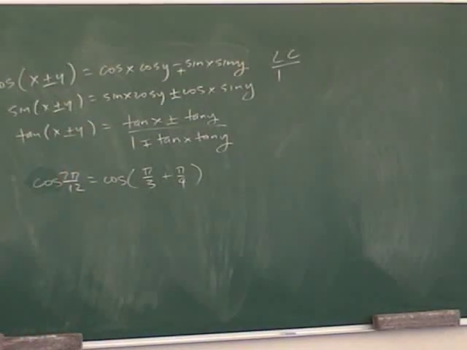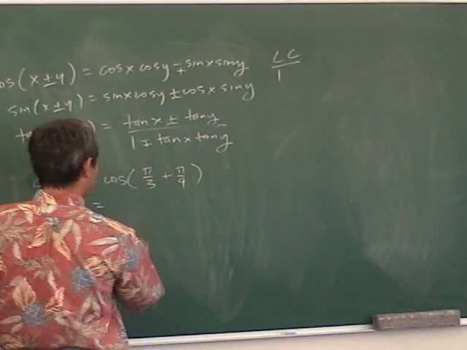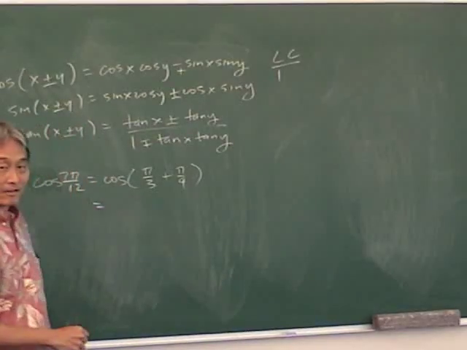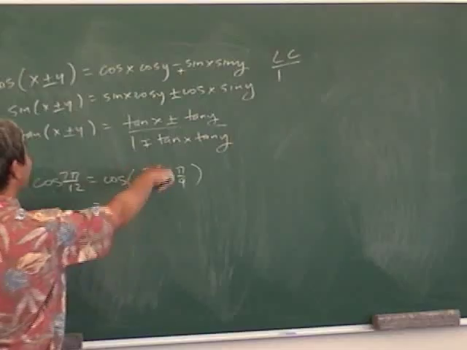Some of you still do. Okay, now once you do that, distribute the cosine and get a fatal error. No, you use the identity.